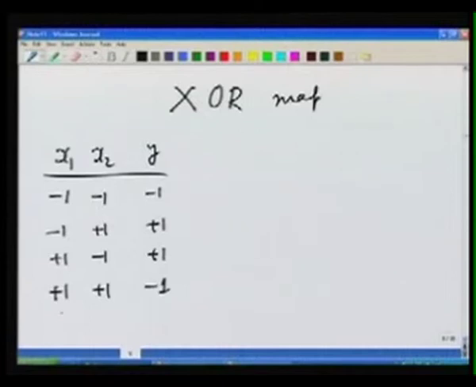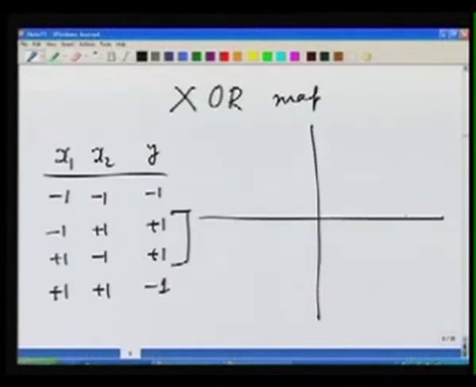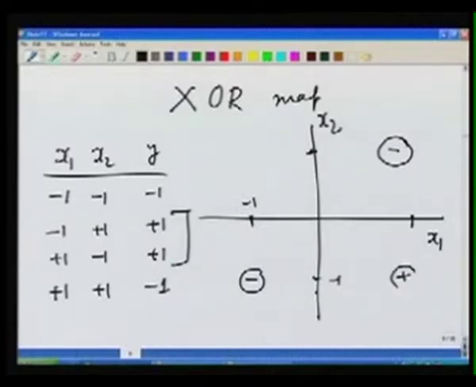So, this is your XOR map. For this case, you have plus 1 output, and the other two cases you have minus 1 output. Let us look at the graphical map. When you have minus 1, this is your x1, this is your x2. So, minus 1 and minus 1, you have minus, and when you have plus 1 and plus 1, you have again minus, and the other two cases, that is plus 1 minus 1, and minus 1 and plus 1, you have plus.